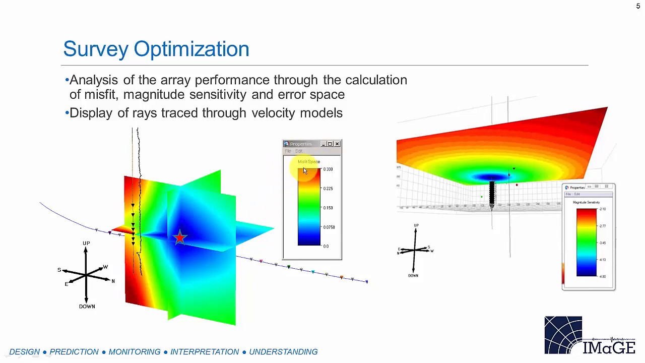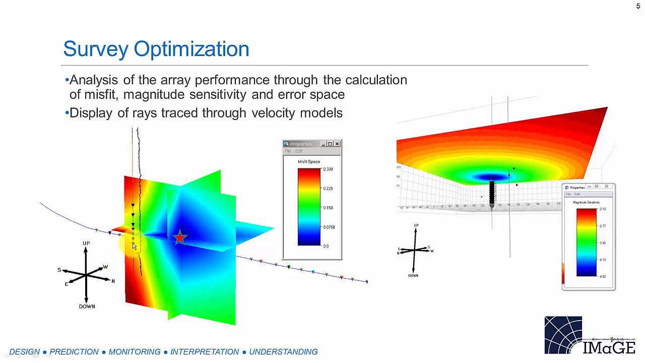The first example is this so-called misfit space, which is defined as the differences between the theoretical arrival and the calculated arrival. So if this is your theoretical source point, the misfit space will be minimum at the true source location, as you can see here. And this is the error. As you move away from the true source location, the error will increase. So this picture gives you an uncertainty distribution in 3D.